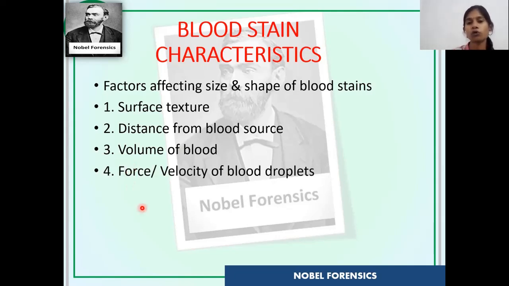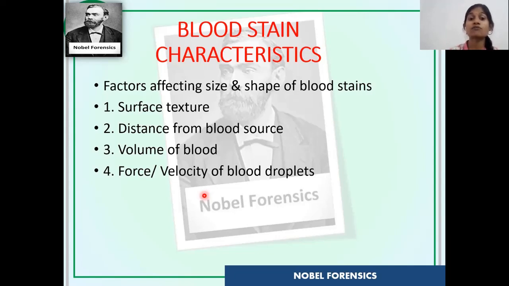Then force or speed or velocity of the blood droplets. For example, if there is a normal injury on the hand, like a cut with a knife, then there is formation of a few blood droplets, and those blood droplets are actually of bigger or larger size, because only a low amount of force is applied while making the injury.